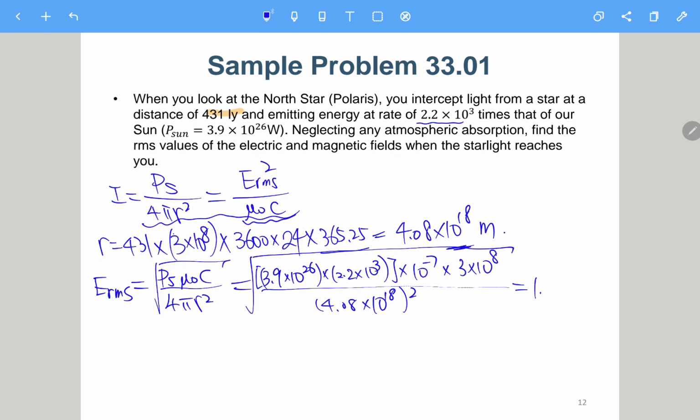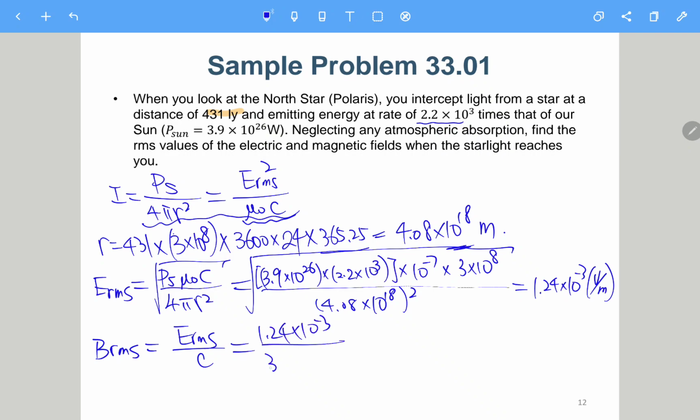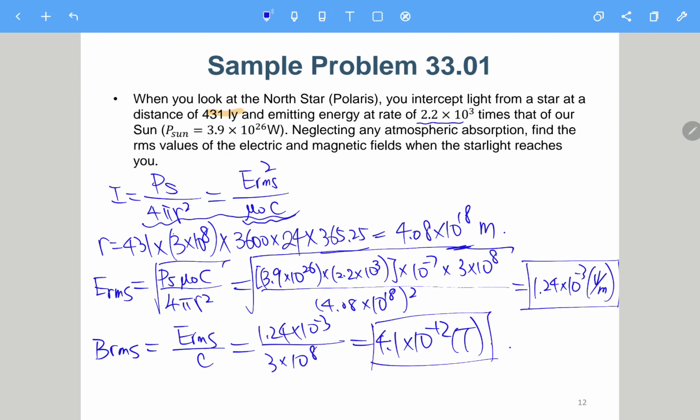So this is 1.24 times 10 to the minus third power. You can use V over m or N over C for the SI unit of the E field. And for B_rms, we can simply use E_rms over c to calculate it. So we have 1.24 times 10 to the minus third power over 3 times 10 to the 8th power. So it is 4.1 times 10 to the minus 12 Tesla. So this is the RMS value for the star. So the star won't make you feel hot because this E field and B field are so small.